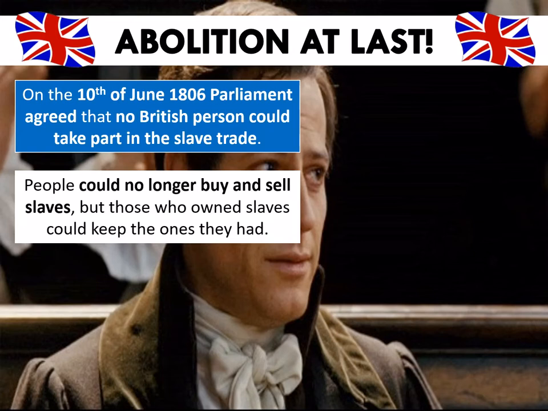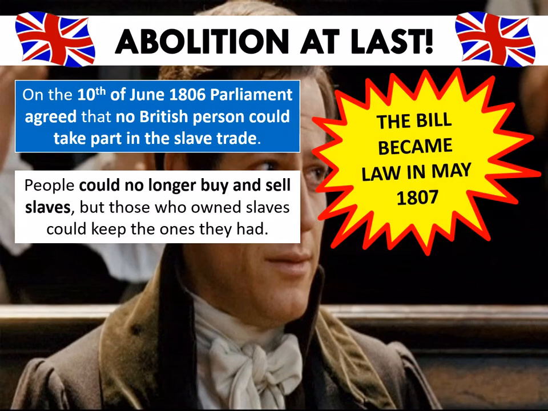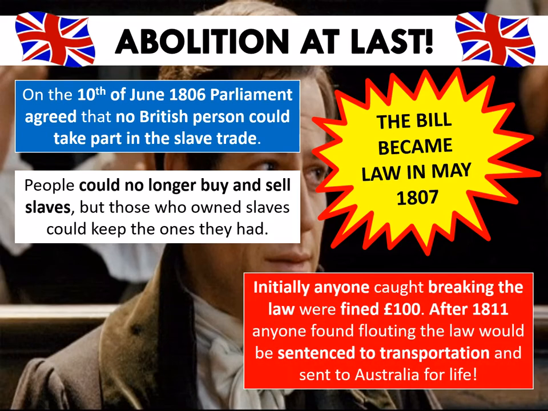People could no longer buy and sell slaves, but those who owned slaves could keep the ones they had. So although it said that ultimately no British person could be involved in the slave trade and it was meant to have ended, you could still keep the slaves that you had. The bill eventually becomes law in May 1807. Just like today, when Parliament passes a bill, this doesn't necessarily come into force straight away. It takes a bit of time to go through as well. So this bill became law in May 1807.